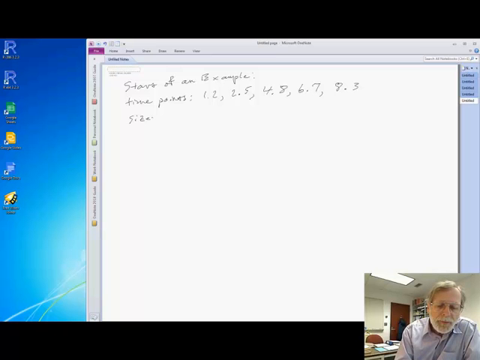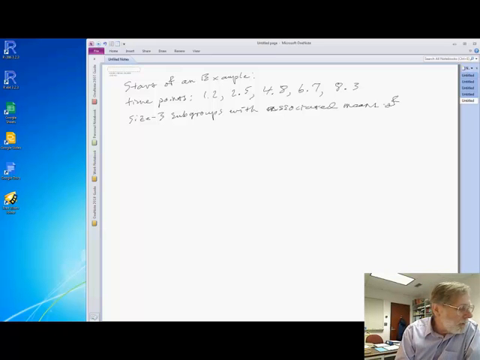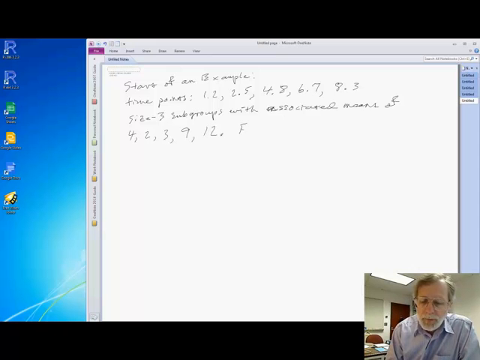Subgroups of size 3, with associated means of 4, 2, 3, 9, 12. The first 2 subgroups are in stage 1.